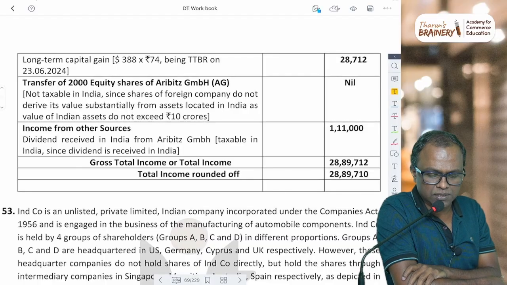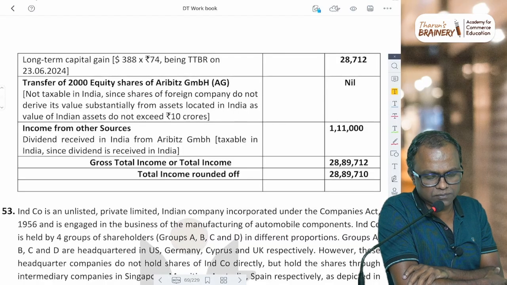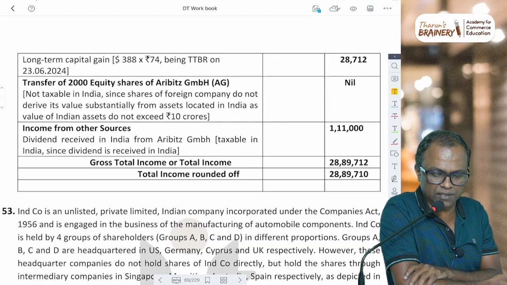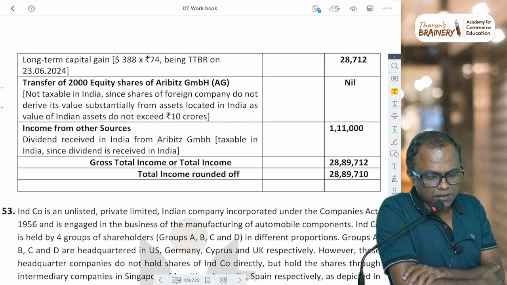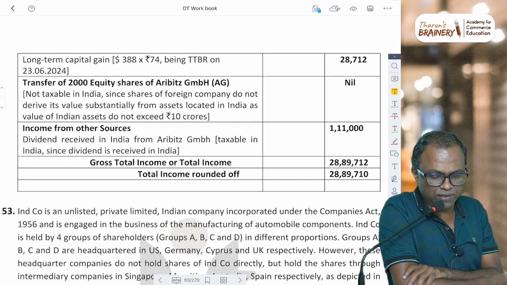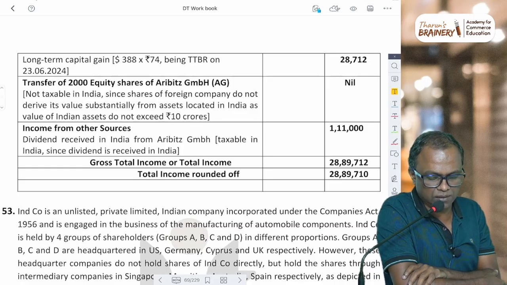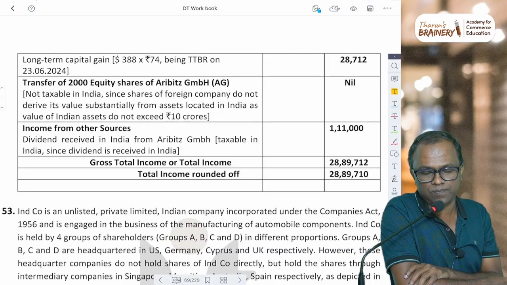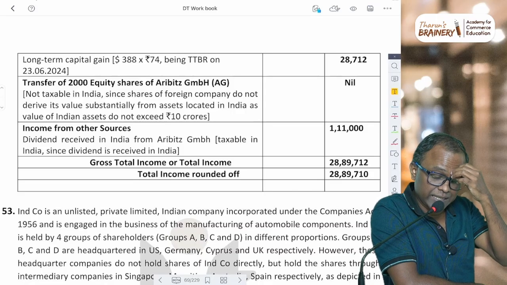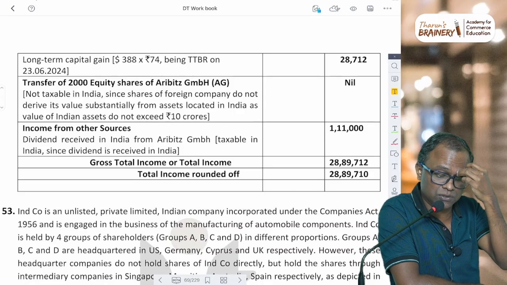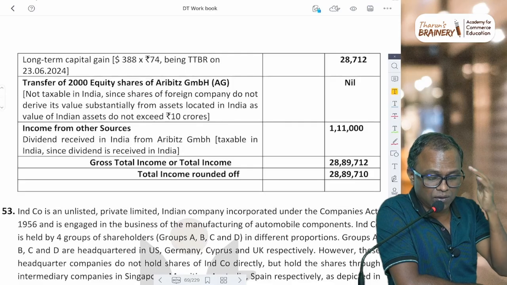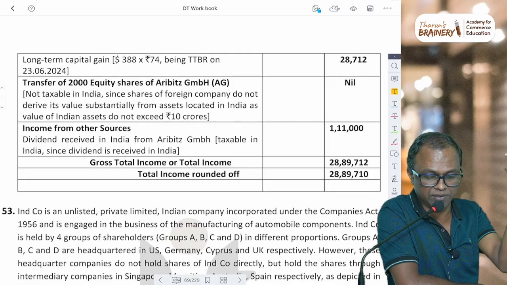That is 28,712. This is a capital gain taxable in India from transfer of shares of an Indian company. Then regarding transfer of 2,000 equity shares of Orbitz GmbH AG, you have to write the reason: not taxable in India since the shares of the foreign company do not derive their value substantially from assets located in India, as the value of Indian assets does not exceed rupees 10 crore. So detailed provision is not required. In the suggested answer also they are just putting it like this. They are not explaining the detailed provision of 5, 6, 7 explanation.